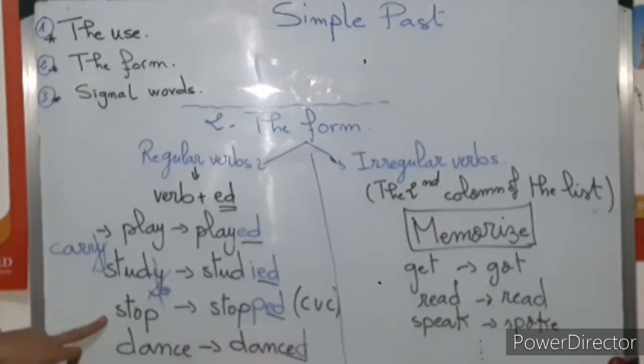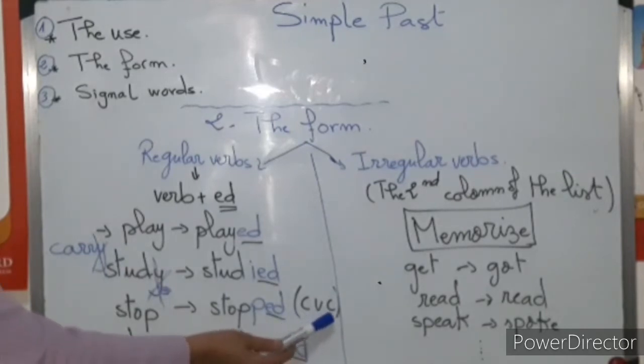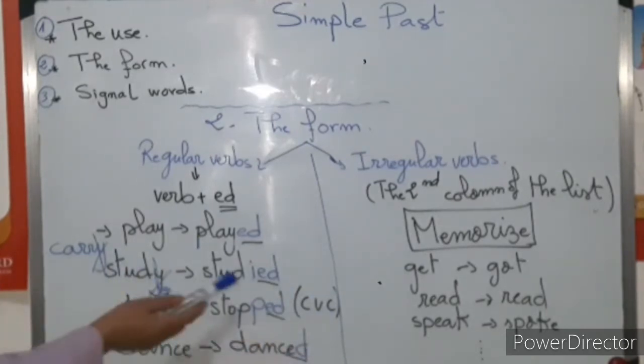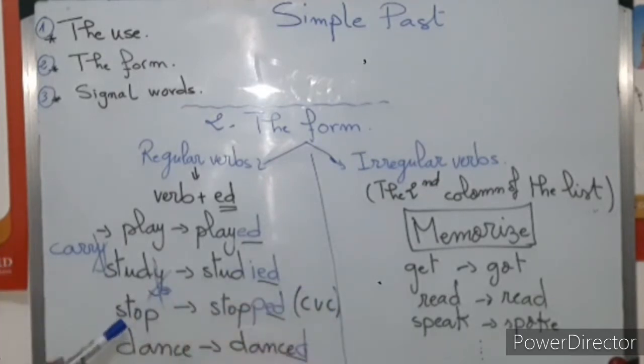Let's move on to the third, which is stop. Stop here has a CVC by the end. What do we mean by CVC? Consonant, vowel, consonant. The verb finishes with CVC, which is T, vowel, which is O, and P, which is another consonant. So what shall we do? We double the last consonant, then we add ed, so it becomes stopped, with double P plus ed.